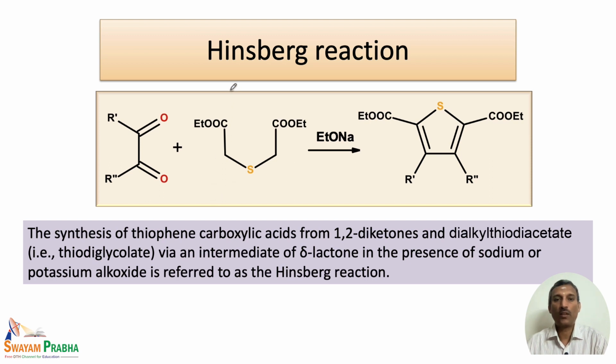And there is one reaction for thiophene synthesis. So, we have dicarbonyl compounds reacting with thiodiacetates, especially here the 1,2-diketones as shown here. This is the 1,2-diketone. They react with dialkyl thiodiacetates in the presence of a strong base. That means we are using sodium ethoxide as a strong base. That leads to the intermediate delta lactone formation, and this reaction is called the Hinsberg reaction, and in this particular case we end up with the thiophene derivatives.